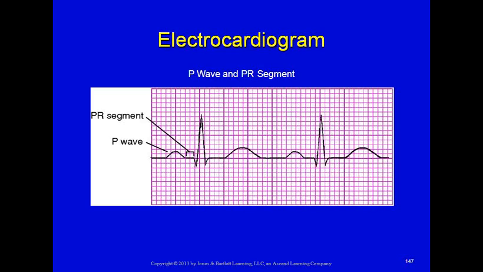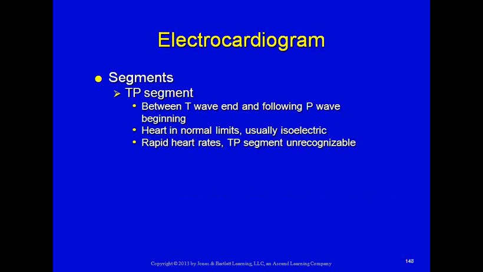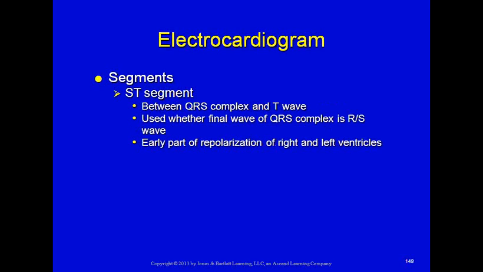PQRST complex. And we also measure the TP segment. That's between the T wave and the following P wave. It's usually isoelectric. In rapid heart rates, you can't measure it because everything is so close together. Now the ST segment is another segment that's very important to us when we're looking at rhythm strips. The ST segment is between the QRS complex and the beginning of the T wave. And it's used whether the final wave of the QRS is an RS or not.